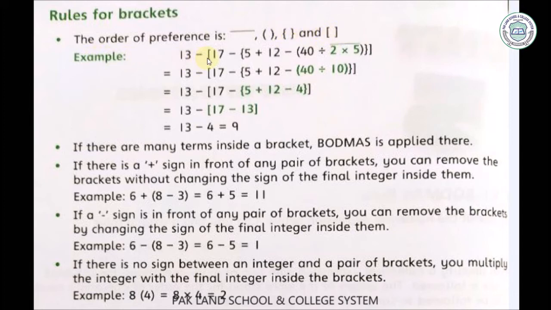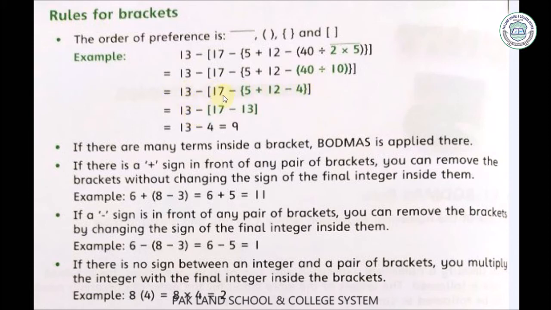For example, 13 minus box bracket, 17 minus curly bracket start, 5 plus 12 minus round bracket start, 40 divide 2 multiply 5, round bracket close, curly bracket close and square bracket close. Bar mentioned on it. So first we solve the bar. 2 5s are 10. Remaining all values are as it is, we will mention. On the next step, all values are same. Just round bracket we will solve. Before round bracket, minus is present and 40 divided by 10 will become 4, then minus 4. Remaining all values are as it is.